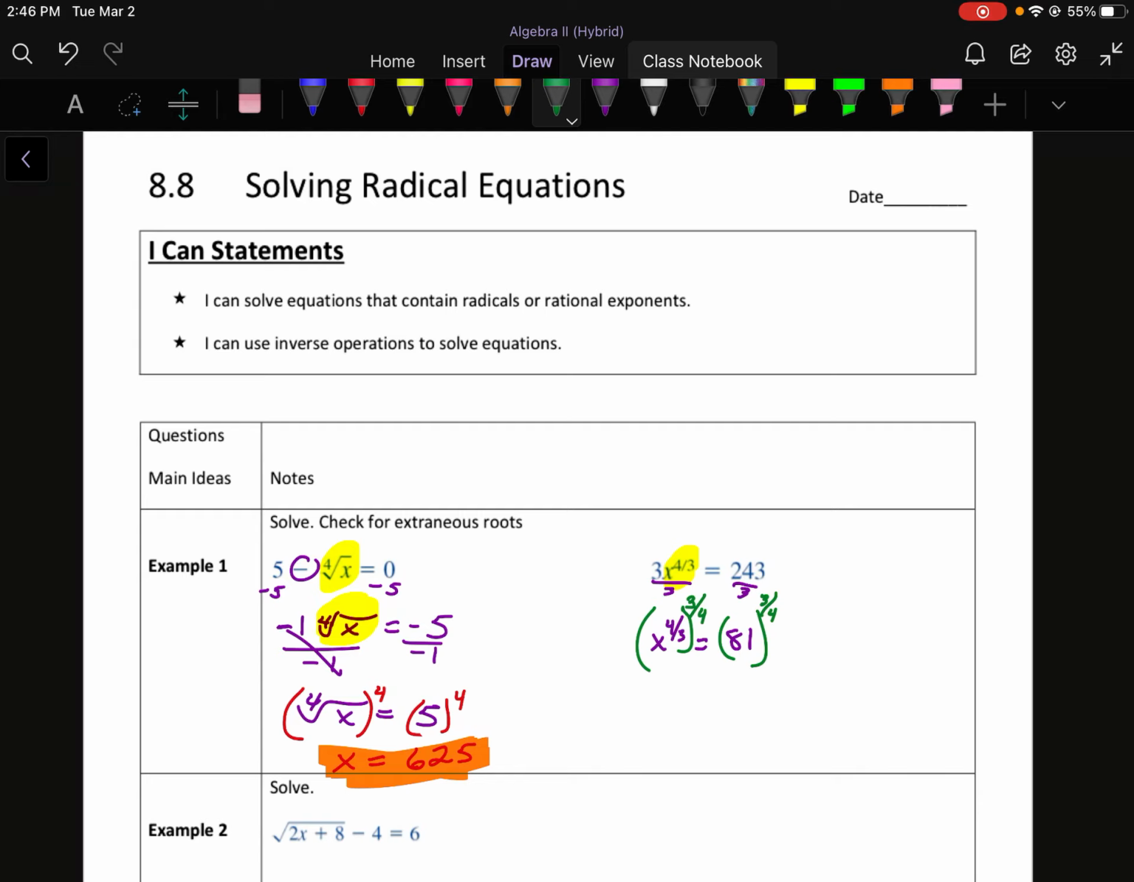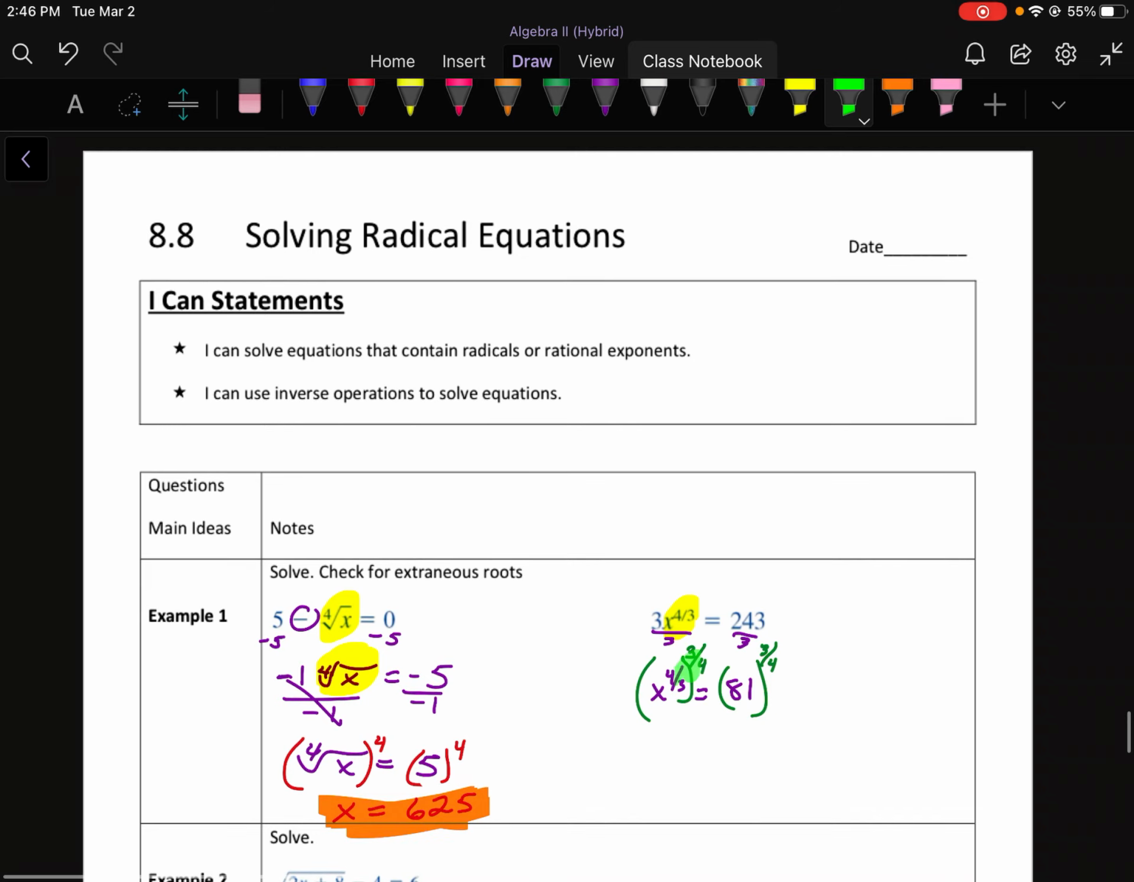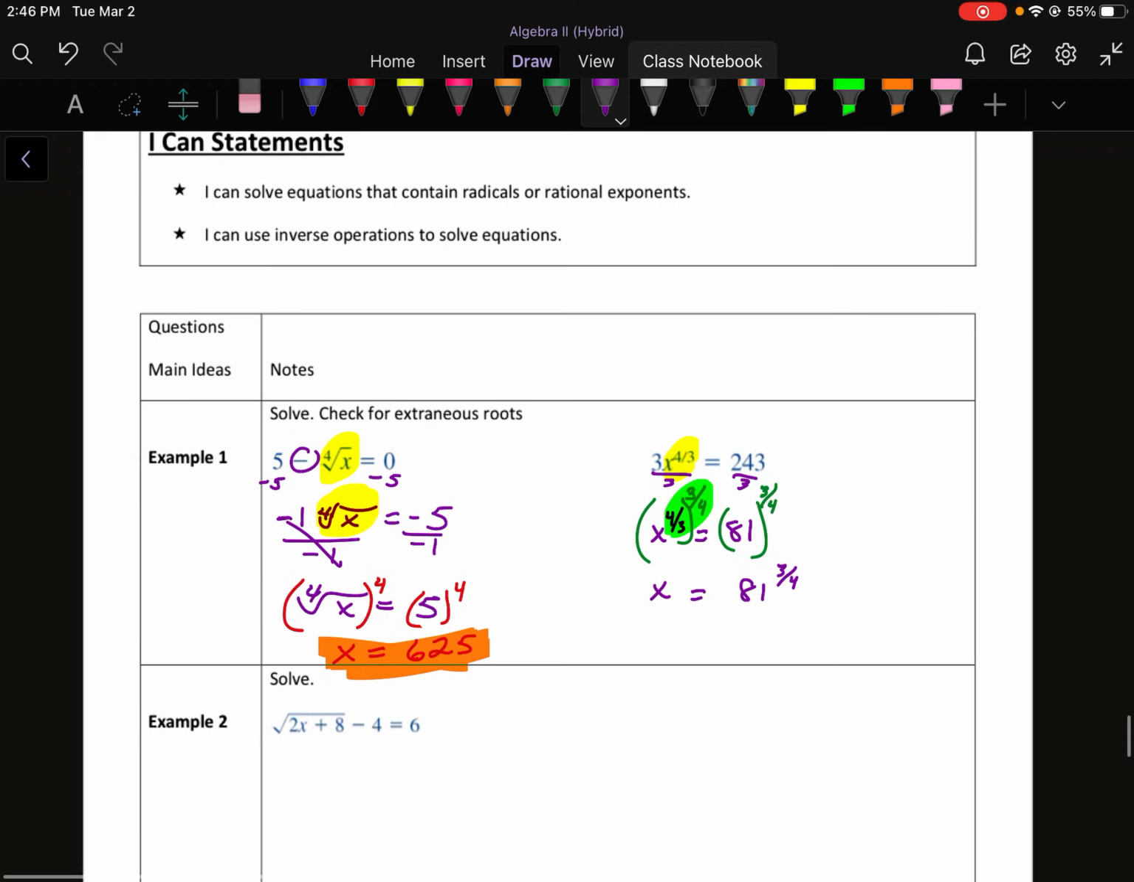Because when you take 4 thirds, I'll highlight it. When you multiply those two, because you're raising a power to a power, you multiply the exponents, you get 1, so we just get x to the 1st, or just x. On the other side, though, we have 81 to the 3/4, so we are going to have to clean that up just a little bit. So let's start by rewriting it. So the 4th root of 81 to the 3rd, which again doesn't seem so nice, but we can do this.